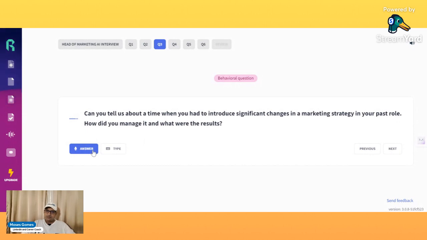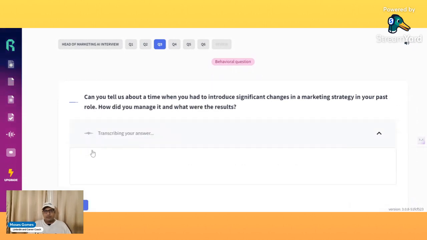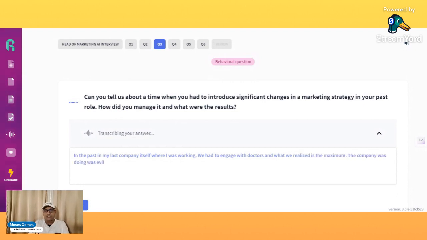So in the past, in my last company where I was working, we had to engage with doctors, and what we realized is the maximum the company was doing was email marketing. They were not present on digital channels. They were not engaging the existing customers. So what I did was first I implemented marketing automation so we can leverage the existing customers, the existing learners.